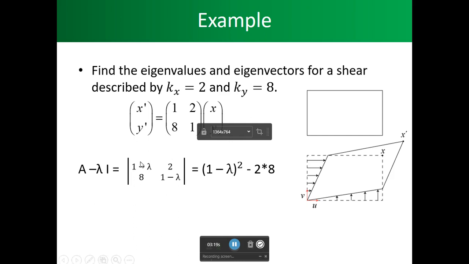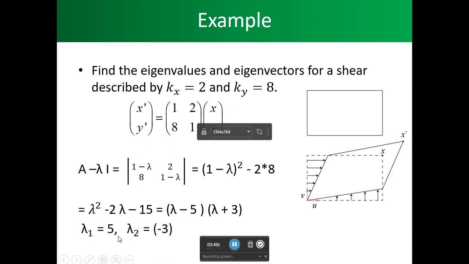When we multiply this together, we get (1 minus lambda) squared minus 2 times 8, which is 16. So then we have lambda squared minus 2 lambda minus 15, which is 16 minus 1. And now we have lambda. Our eigenvalues are 5 and minus 3.